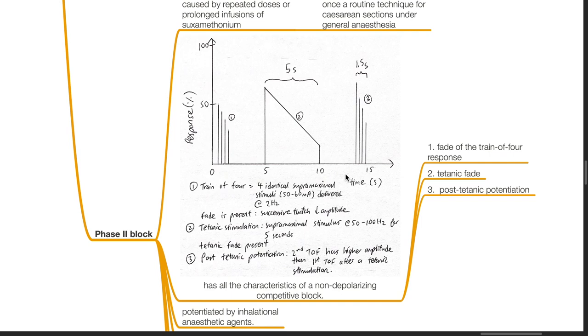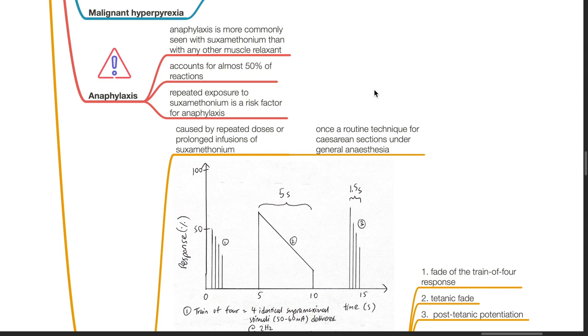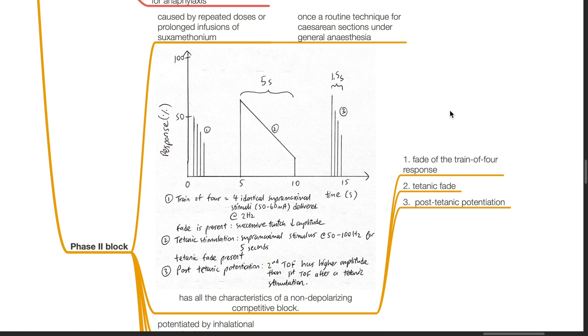Phase 2 block is caused by repeated doses or prolonged infusions of succinylcholine, which was once a routine technique for cesarean sections under general anesthesia. Phase 2 block has all the characteristics of a non-depolarizing competitive block, which includes fade of the train-of-four response, tetanic fade, and post-tetanic potentiation.